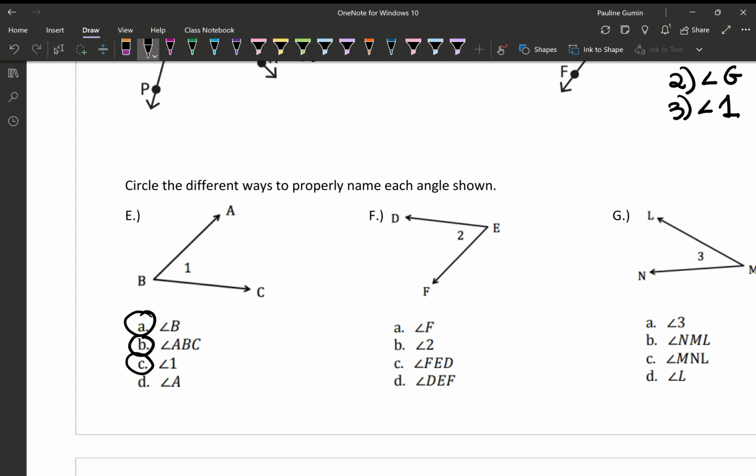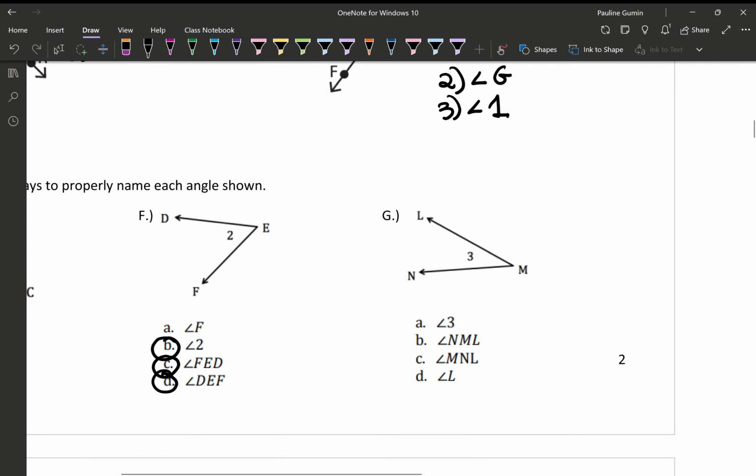For letter F, same thing. I can call it DEF. Okay, I have it. I can call it FED. And I can also call it angle 2. I can call it angle E, but I can't call it angle F.